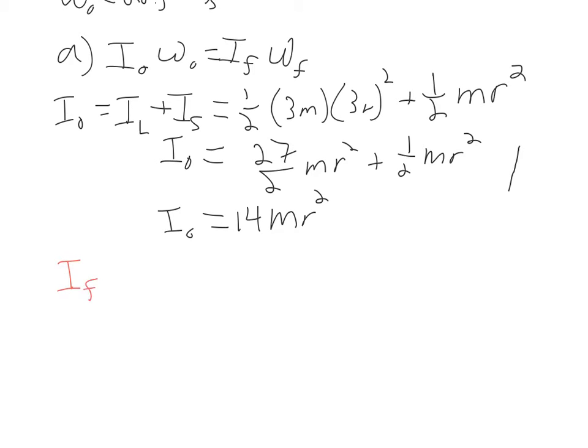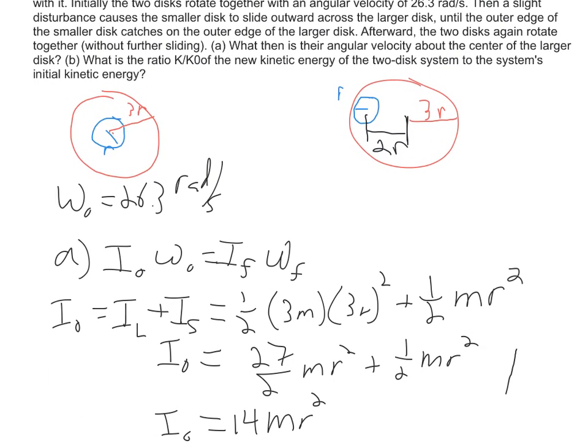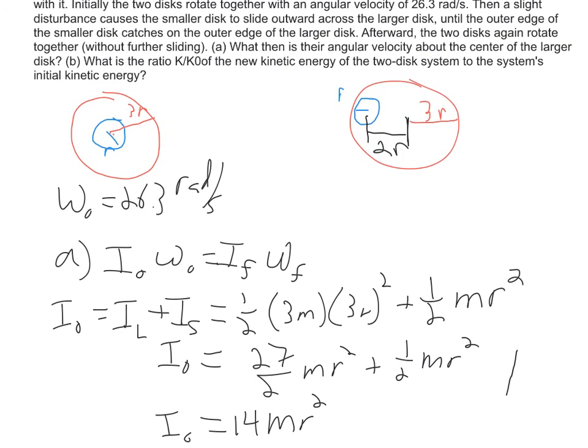Alright, next we're asked to find what the I final is. So I'm going to switch colors. I final now will be still I for the large disk, plus now the I from the smaller disk. And for the I from the smaller disk, we're going to have to use the parallel axis theorem. It's going to be its moment of inertia about its center of mass, plus mr squared, where r is this distance 2r that it is away.